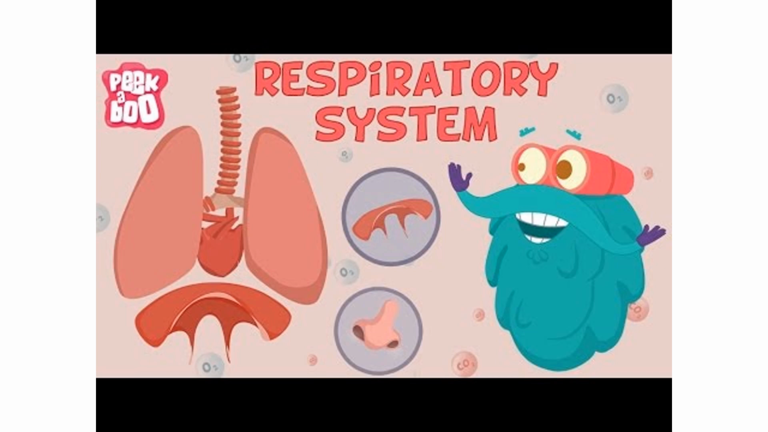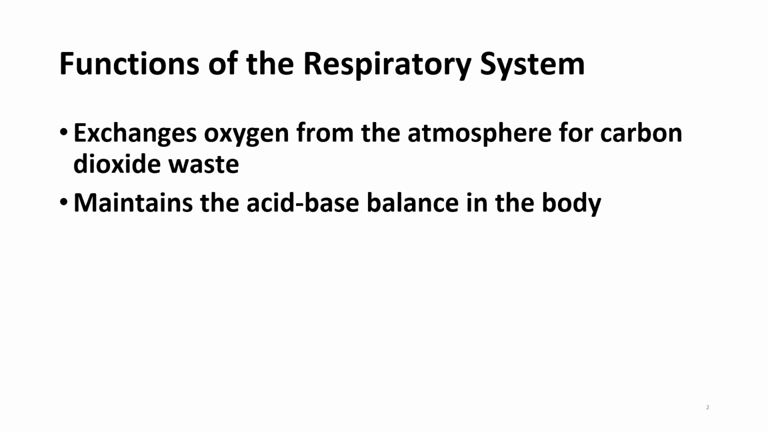Today's lesson is going to cover the respiratory system, which is one of the most vital systems of your body. So let's go over some of the major functions of the respiratory system. Well, what is it meant to do? Primarily, it's meant to exchange oxygen from the atmosphere for carbon dioxide and waste. Oxygen comes into the body, carbon dioxide, which is a waste product of metabolism, leaves the body.